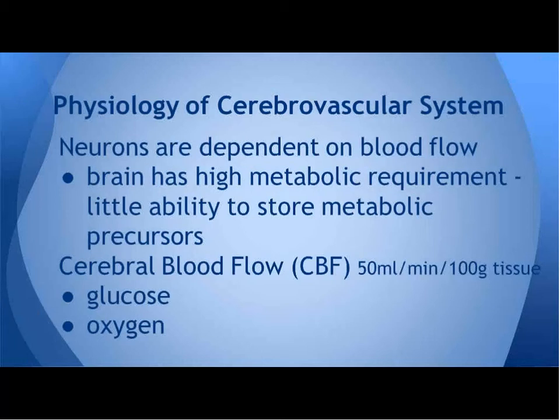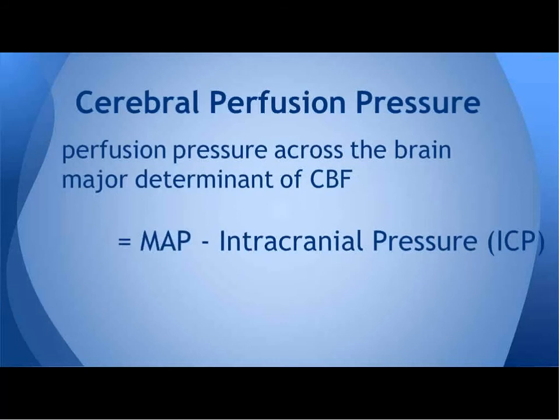The neurons are dependent on the blood flow for their metabolic requirements. We don't have these massive ATP stores, glucose stores, oxygen stores like our other cells do. So it's absolutely dependent on blood flow. You cut the blood flow off, the brain doesn't get its basic nutrients. The cerebral blood flow is roughly, at minimum, 50 mils per minute per 100 grams of tissue. And this is supplying glucose and oxygen. And these are the basic building blocks for the production of the brain's needs.